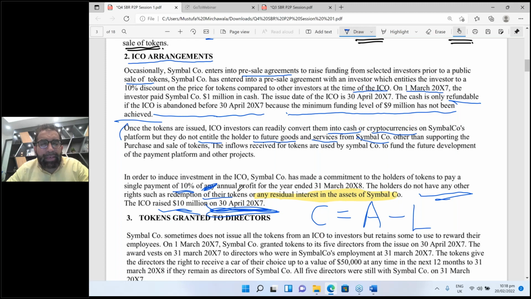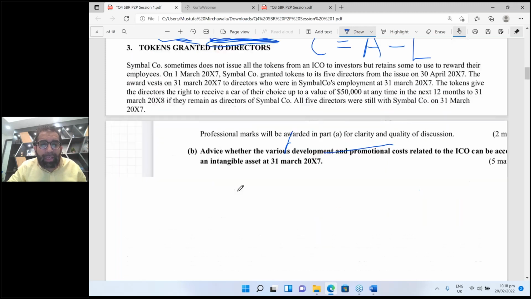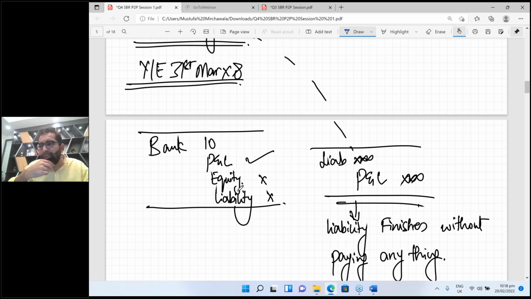The ICO raised $10 million on 30th April X7. Now in these four lectures, today is the fourth lecture. In this fourth lecture, once I taught you this technique, listen: whenever you receive money, you debit the bank, you receive $10 million.